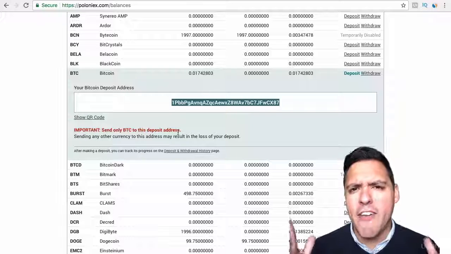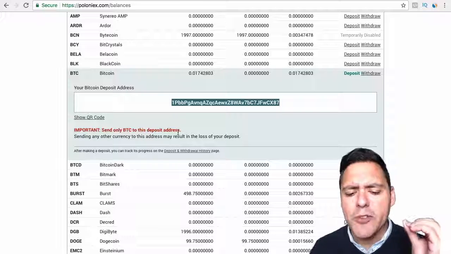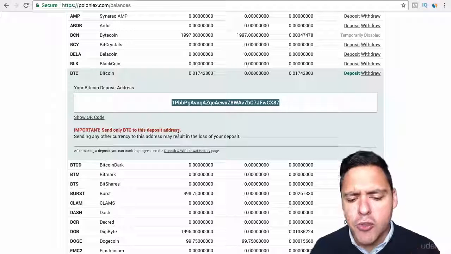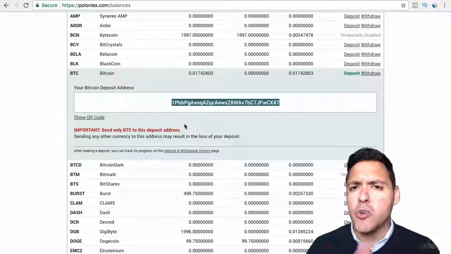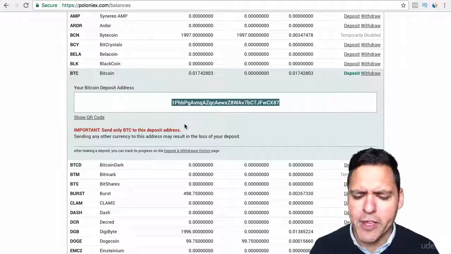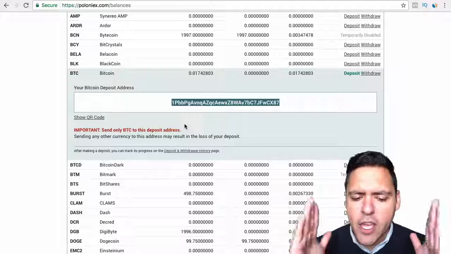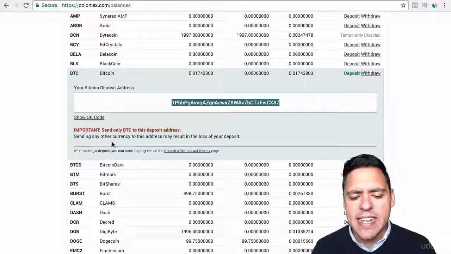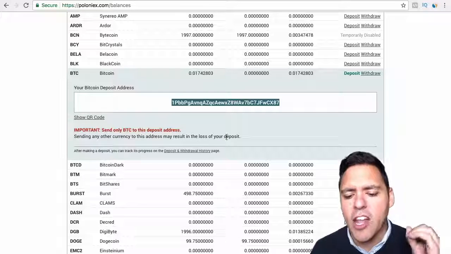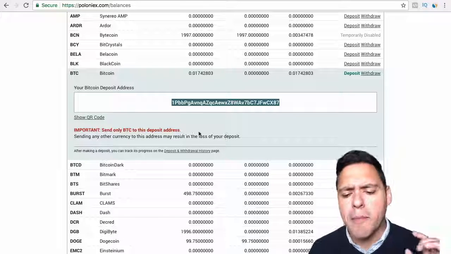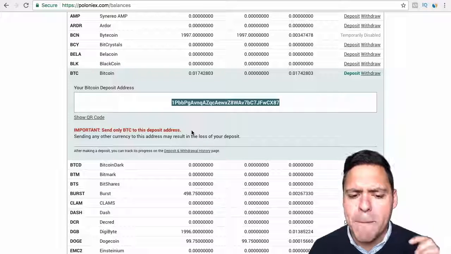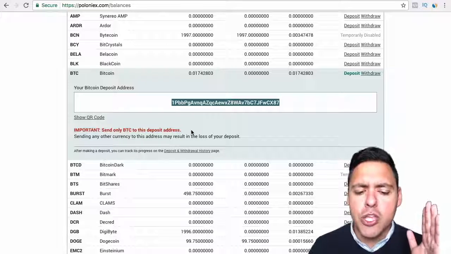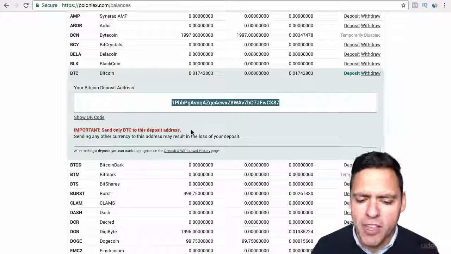Now I've got to be very frank with you. If you send Ethereum to this deposit address, then you will lose it, or you could lose it. That is a mistake you do not want to make. Sending any other currency may result in the loss of your deposit. So be very careful when you go back to Coinbase that you use Bitcoin to deposit the money.